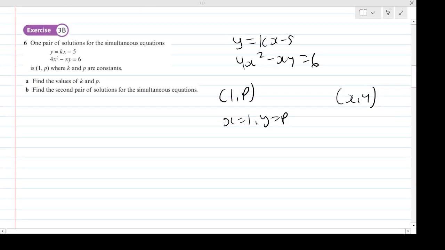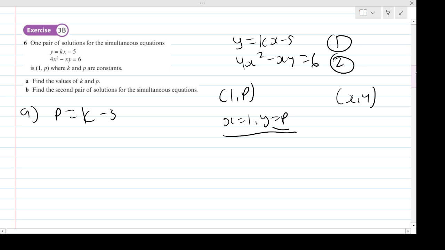And remember, if it's a solution, that means if we substitute these values back into these two equations, they would be correct. So with that in mind, for part A we need to find the values of k and p. Let's plug in the solution we were given. Let's label these equations 1 and 2. Y is kx minus 5, but y is p, and x is 1, so p equals k minus 5. That's equation 1. Then 4x squared minus xy equals 6. So x squared would be 1 as well, so we have 4 minus xy. Now x is 1, y is p, so it's just 1 times p, which is p. So 4 minus p equals 6. That's the second equation.